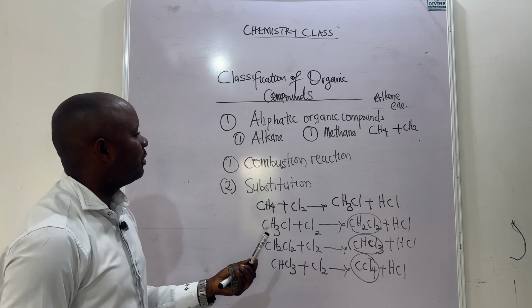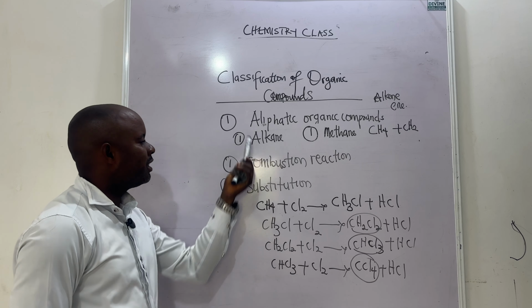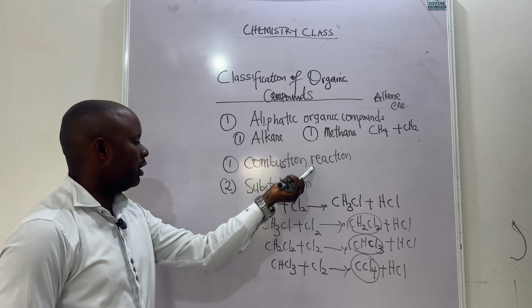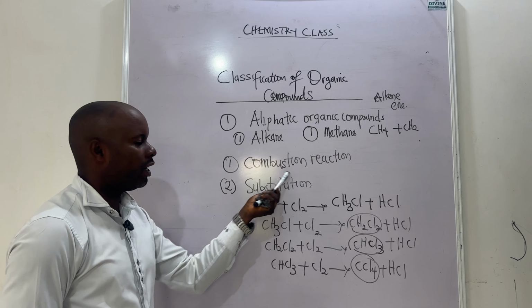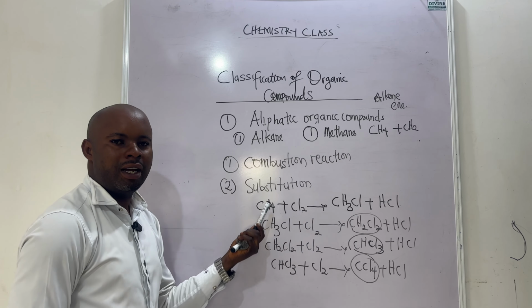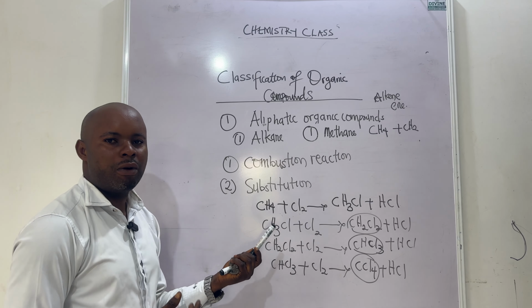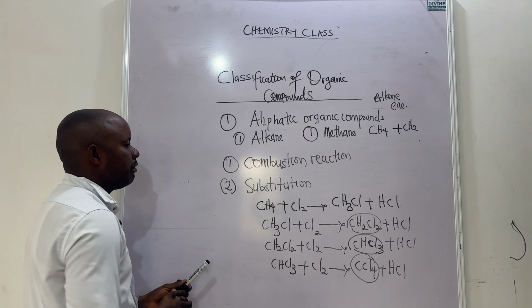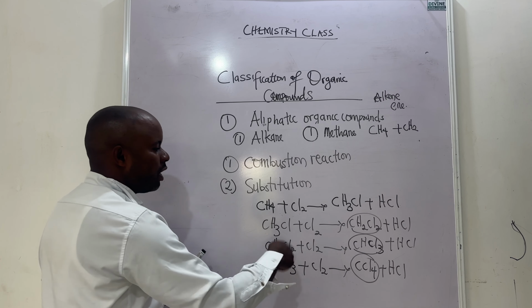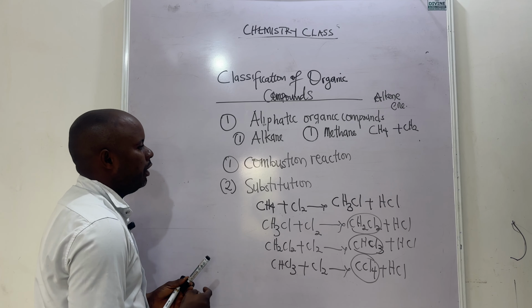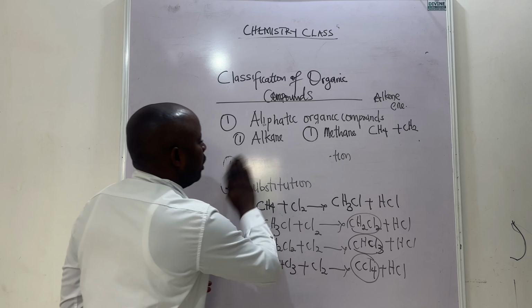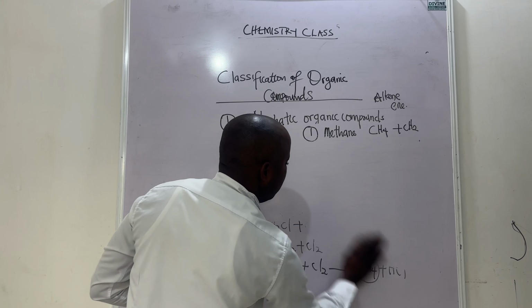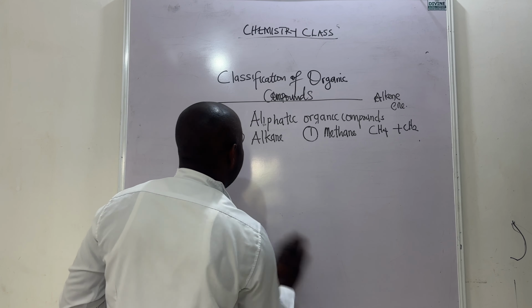Having known this, we have talked more about this alkane family. They undergo two important reactions: combustion reaction that involves oxygen, and substitution reaction, where, because they are saturated, each of these hydrogens can be replaced by a more reactive electronegative element in the periodic table. A very good example is the halogen family. This reaction occurs in the presence of ultraviolet ray, that is sunlight. Having known this, we can talk about the second family, known as alkene.